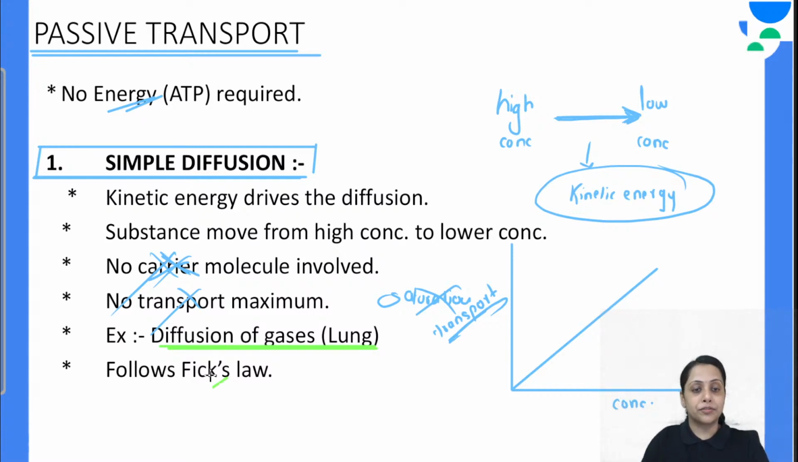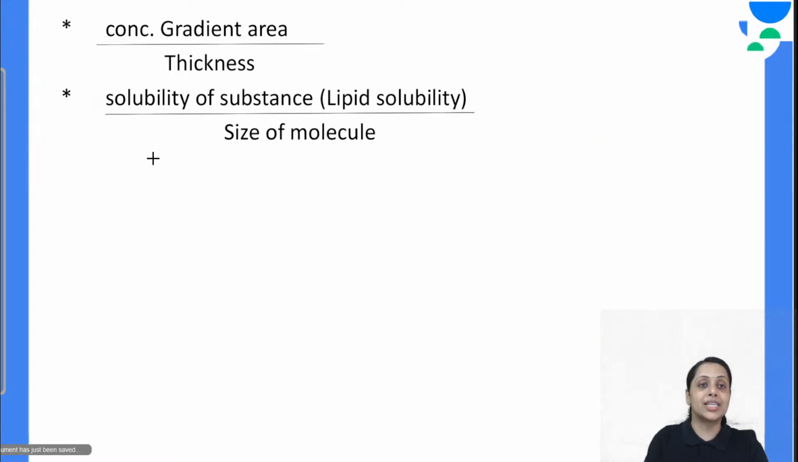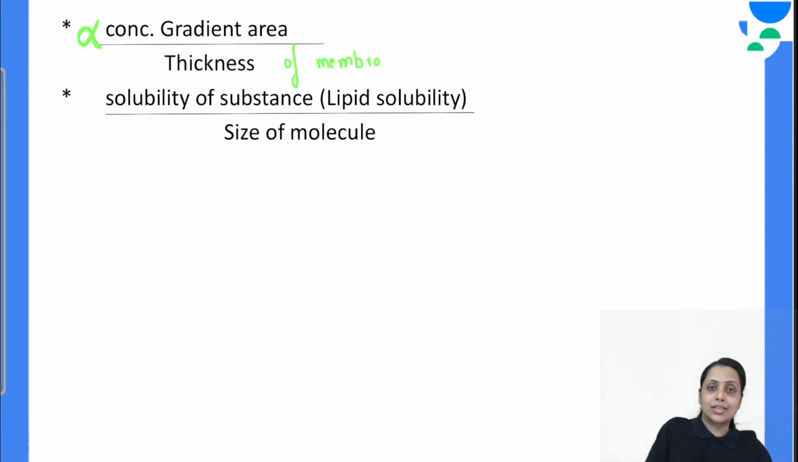Do remember, diffusion always follows Fick's law. What does Fick's law state? Diffusion is directly proportional to the concentration gradient, meaning the more the concentration gradient, the more the rate of diffusion. Diffusion is inversely proportional to the thickness of the membrane: the more the thickness of the membrane, the lesser the diffusion.